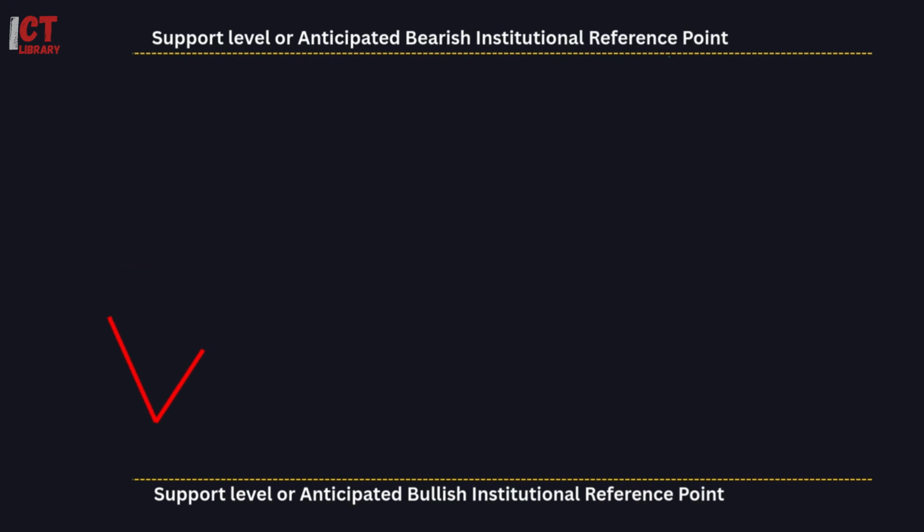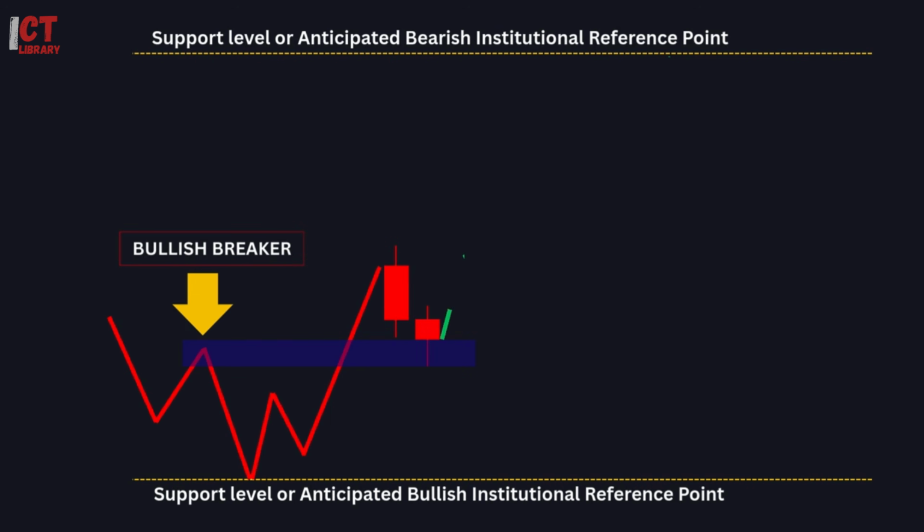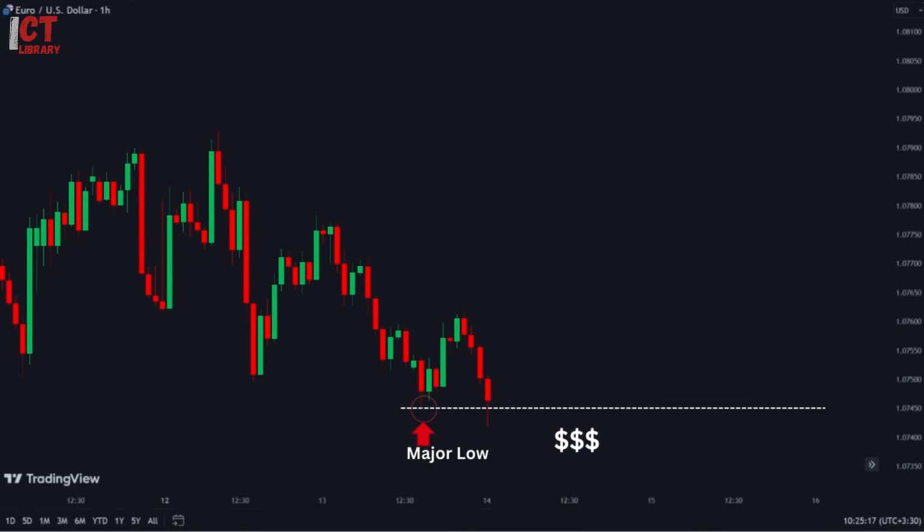Catching high probability reversals before the market explodes in the opposite direction is possible. But most traders miss them because they misread liquidity and trust false breakouts. Look at this chart. Notice how price runs below a previous low, traps sellers, and then suddenly rallies with strong momentum. Most traders think that move is random.